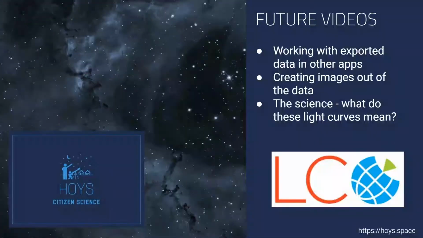So that's it for this video. In future videos we'll cover working with the data that was exported from the light curve plots in other applications, how to create some nice images out of the data. The background image here was actually created from data taken for the HOYS project of the Rosette Nebula. And we'll also cover the science. What do these light curves actually mean? What is going on in these young star and planet forming regions?